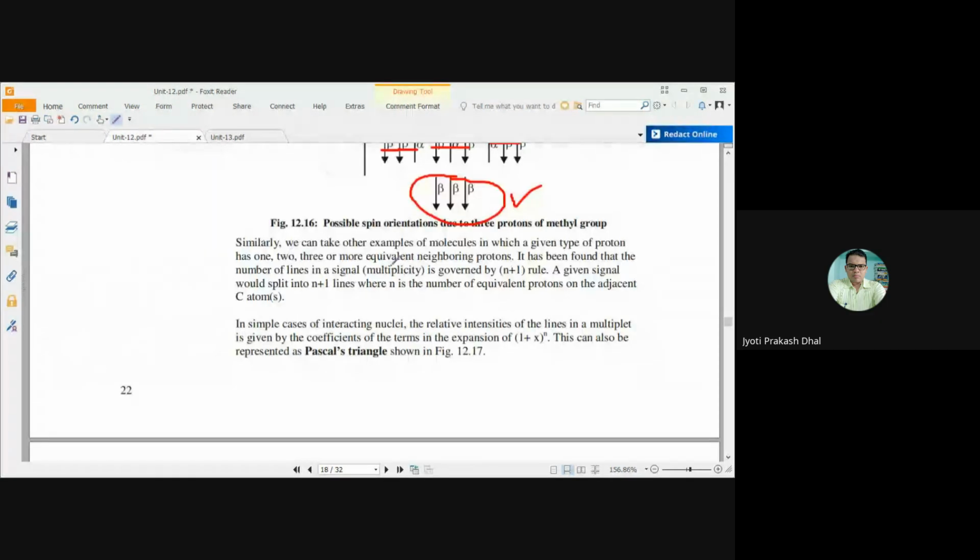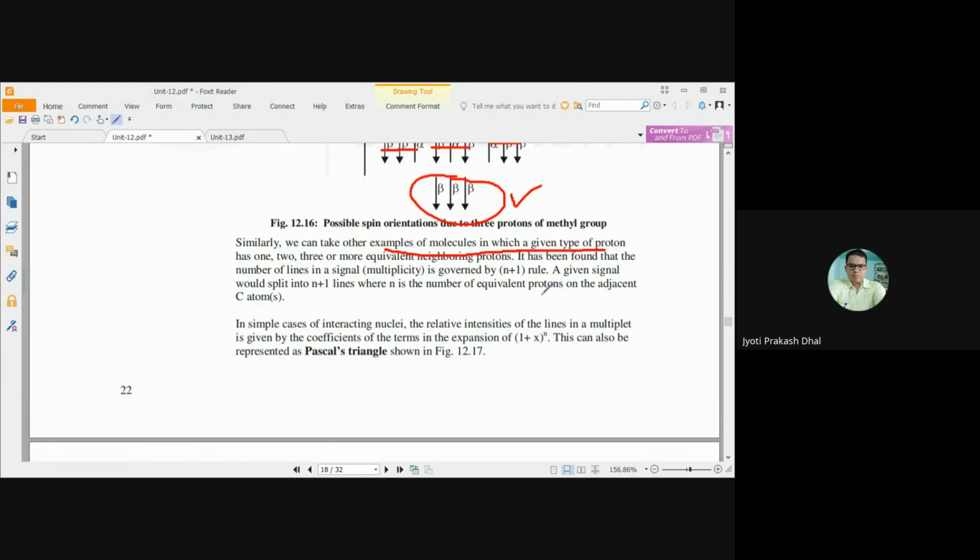Similarly, we can take other examples of molecules in which the given type of proton has one, two, or three equivalent neighboring protons. In that case, we will find that the number of signals is governed by the n plus 1 rule. If there is one neighboring proton, that will split into a doublet. If two neighboring protons, that will split into a triplet.